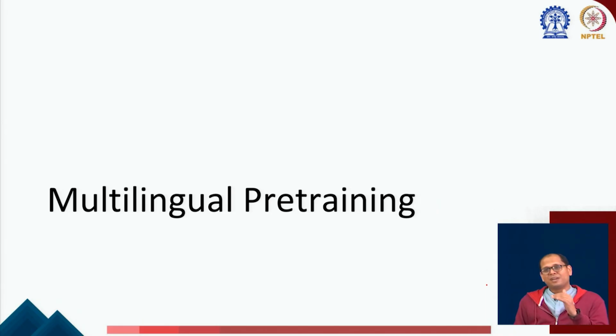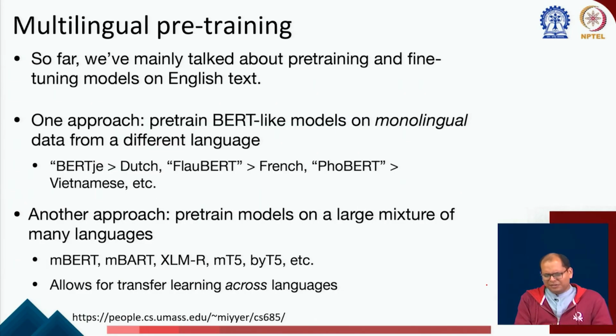Now let's move from domain-specific pre-training to multilingual pre-training. We talk about mainly pre-training on English data, but what about pre-training for other languages? One thing can be, I can do monolingual pre-training of BERT on different languages. Like I can say, okay, I have a BERT for Dutch, I have a BERT for French, Vietnamese, and so on, right? But what if I can pre-train a model on mixing multiple languages? I can have a large mixture of languages and pre-train a model on that. So mBERT, mBART, XLM-R, mT5, ByT5, these are examples of models that have been pre-trained on a large set of languages.